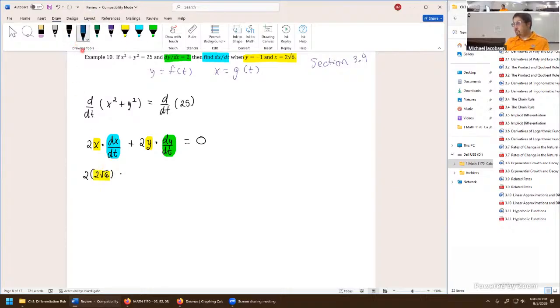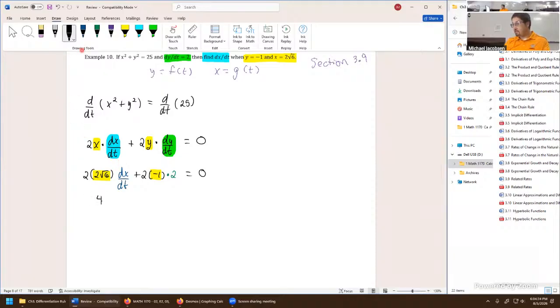dx/dt is the thing to solve for, so we can't do anything with that at the moment. But then go 2 times y. y is at coordinates -1. And we have a rate of change for dy/dt that's at 2 altogether. So the whole thing is set to 0. And now it's a pretty fast equation to solve. It's linear in the variable dx/dt.